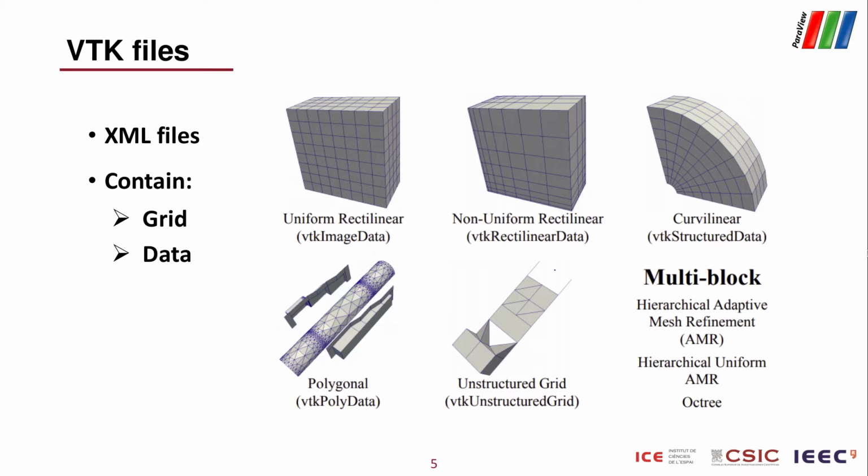There are different types of grids. For example, here we can see some of the main VTK grids, from uniform rectilinear, non-uniform rectilinear, curvilinear, polygonal, unstructured grids, or even more complex grids like multi-block, hierarchical, adaptive mesh refinement, etc.